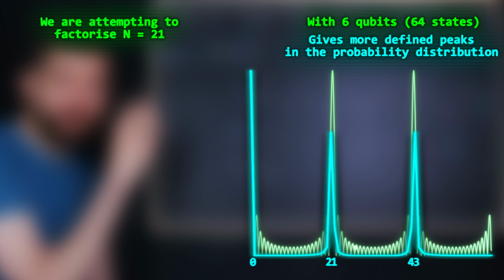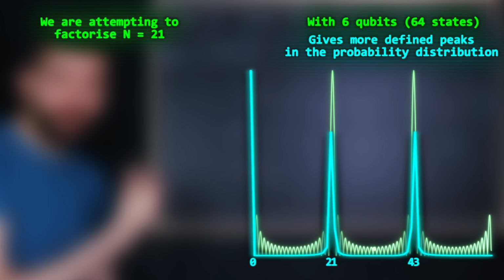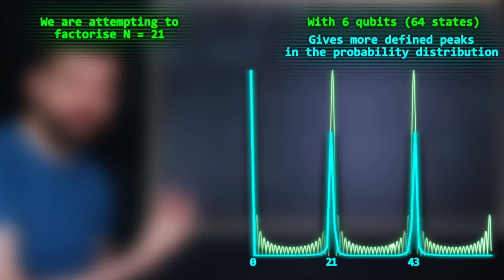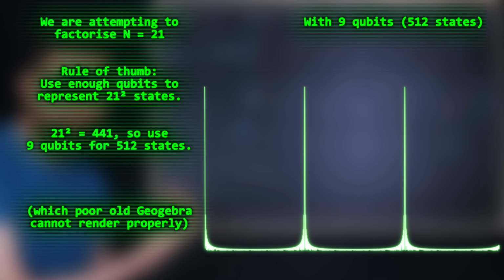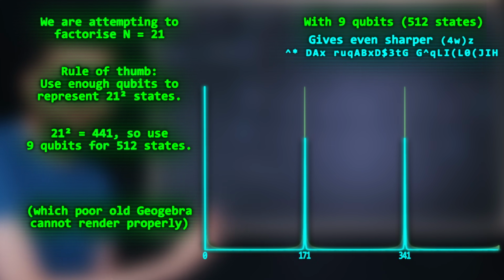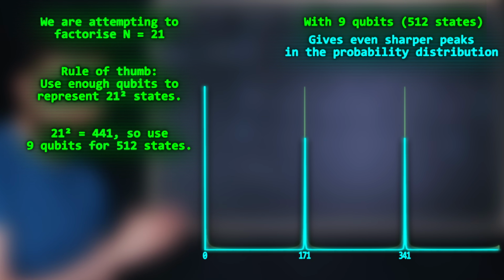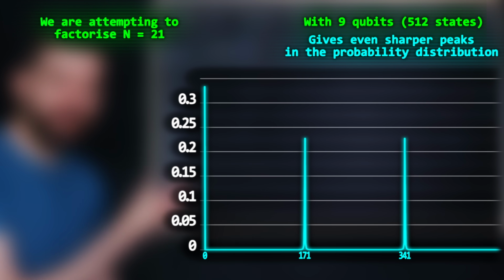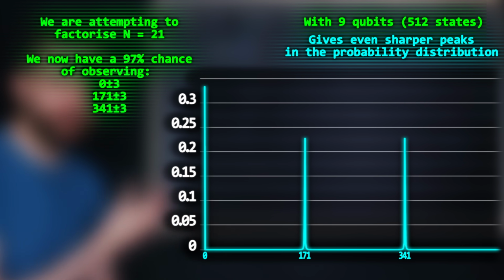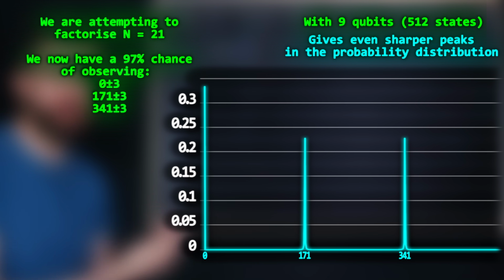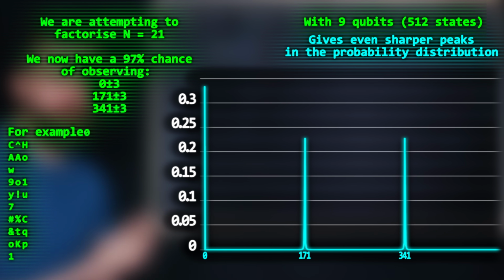Recall that n was 21. A good benchmark is to use enough qubits to represent more than n squared states. So 21 squared is 441, so we would use 9 qubits. This has the effect of confining the noise around the peaks. So now if I roll 10 observations from this distribution, here are the results.